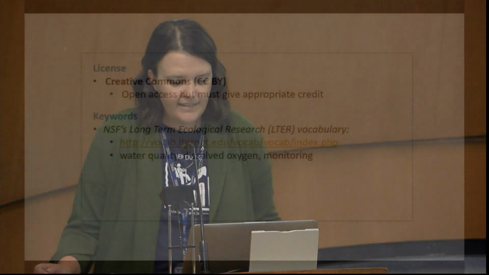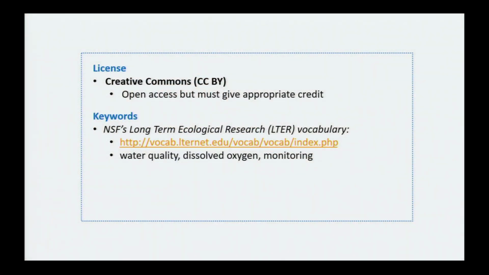And in your metadata document, you can have keywords, so it's searchable when it's in a machine-readable format. And we've done some research, and the National Science Foundation has the long-term ecological research, and they have this standard keyword vocabulary. It's very intensive, and I think it fits most of our needs. So we recommend using those keywords, and you can look them up with that link right there. So for my data set, for example, I have water quality, dissolved oxygen, and the word monitoring. I don't think there's a limit. I think you can put several keywords on there.